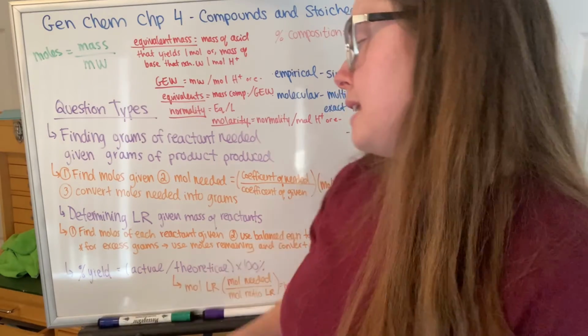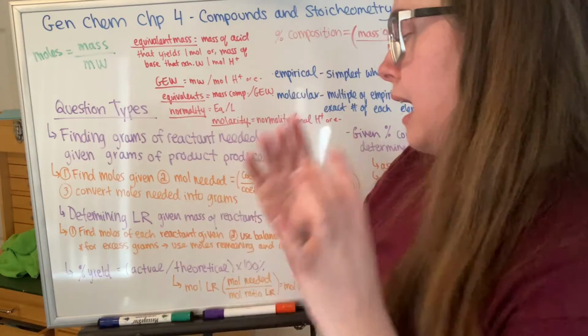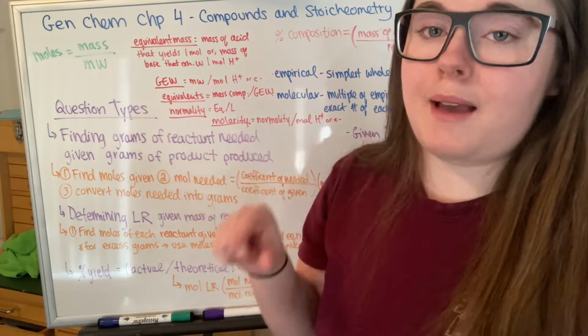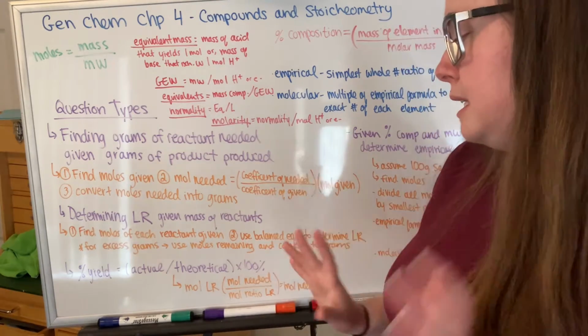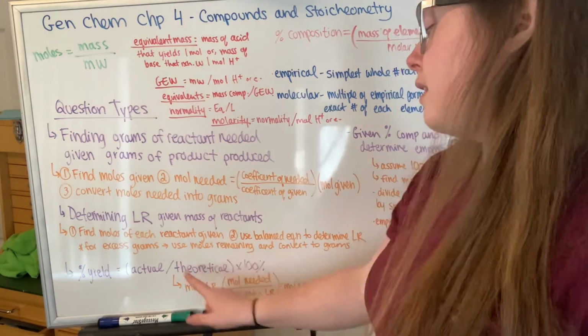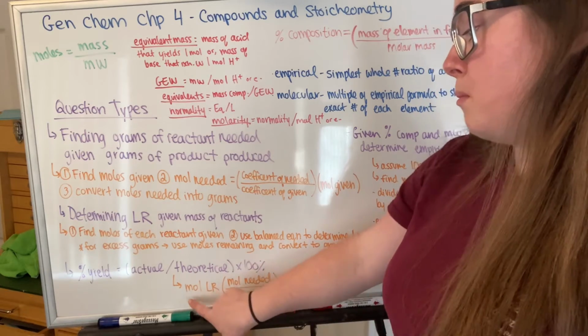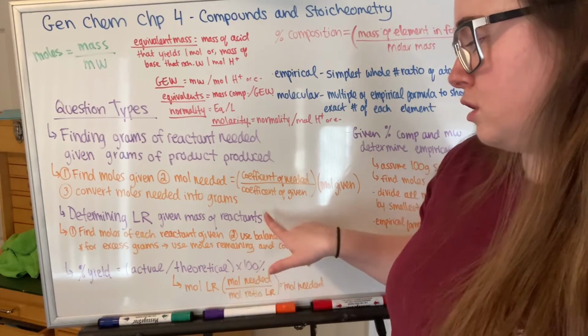The next type of problem is the percent yield. Percent yield is the actual yield divided by the theoretical yield times 100%. That is pretty simple, but to find the theoretical yield, this is the formula that you would use. You're going to have to find the moles of the limiting reagent.